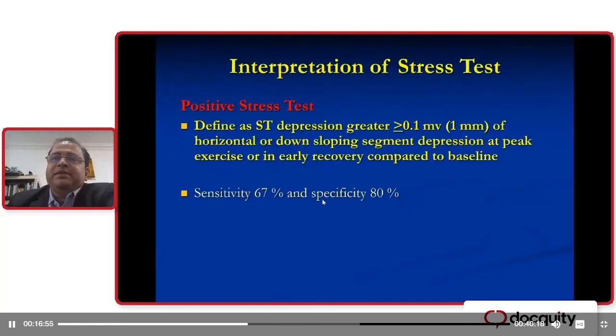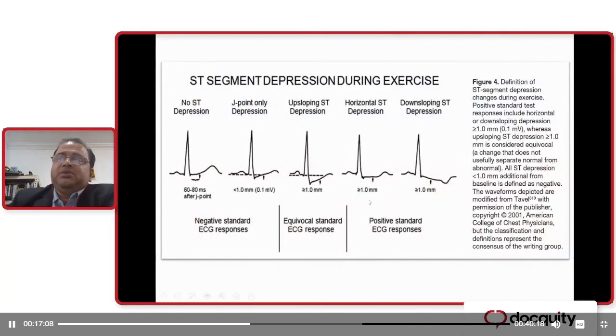So a positive stress test, basically, this is just the ECG criteria. So you can define it as ST depression more than 1 millimeter, horizontal or downsloping. The specificity is still just 80%. So the last two, horizontal or downward sloping, okay? But you must look at other things, the patient himself, whether they're having chest pain, whether there was a drop in blood pressure, the other things you have to look at.